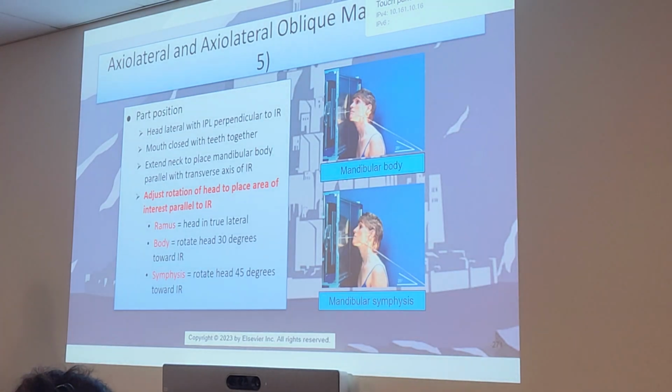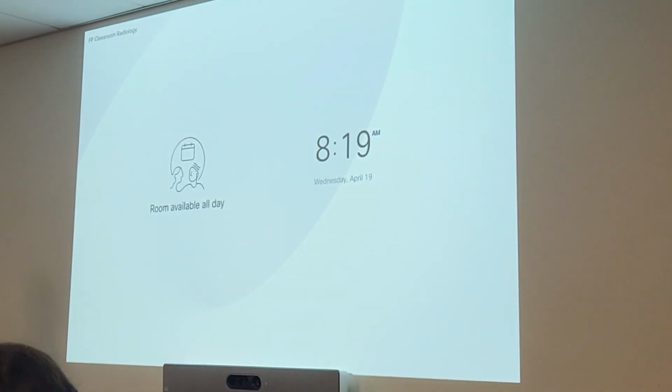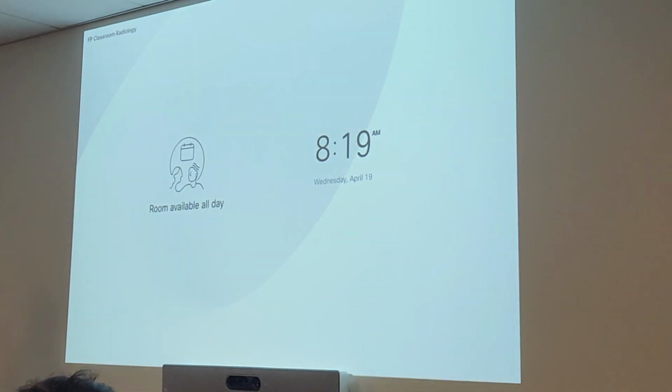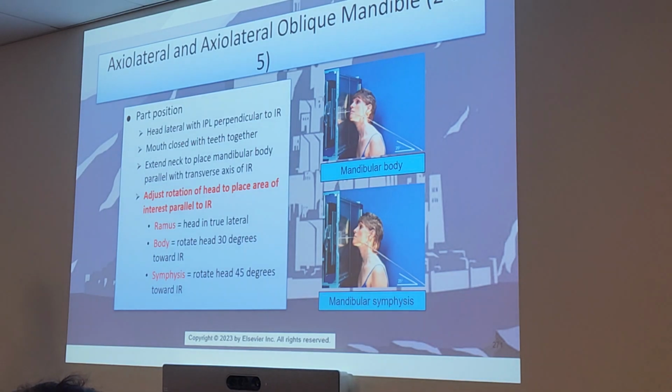Now, here's where it gets a little complicated. Depending on what area we want you to visualize, ramus, body, or symphysis, we're going to adjust the rotation of the head slightly to place that area of interest parallel to the IR. So, write these 3 down.